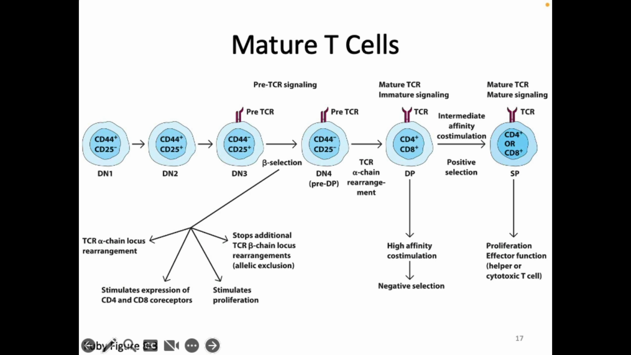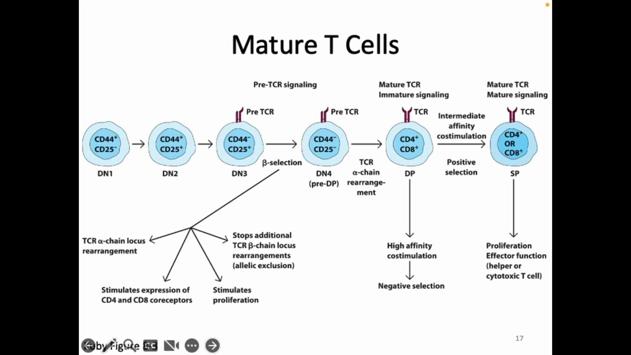And so you can see if that cell undergoes positive selection, it gets its pat on the head. It makes the choice of either becoming CD4 or CD8 single positive. And now it's going to actually have some kind of function, leave the thymus.